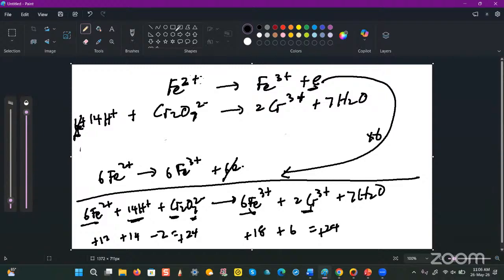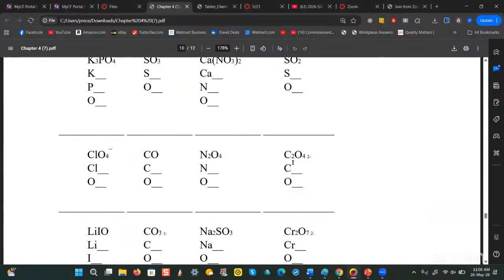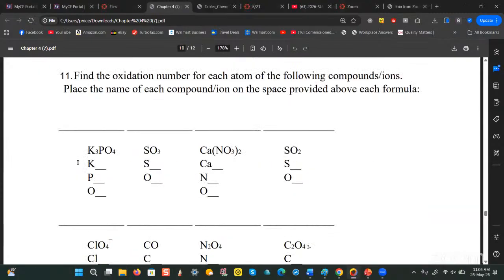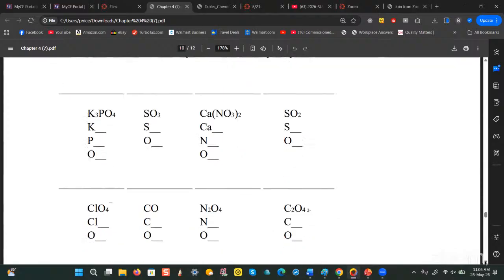So for example, let me go to that. Okay, so like for example, in this case here, K3PO4, you're to write down the name of the compound, which is potassium phosphate. And then you're going to find the oxidation numbers of each of these elements, right? And that's what you're going to do for all of them, okay? All right, so you should be able to do that. But if you have any questions, of course, please let me know.